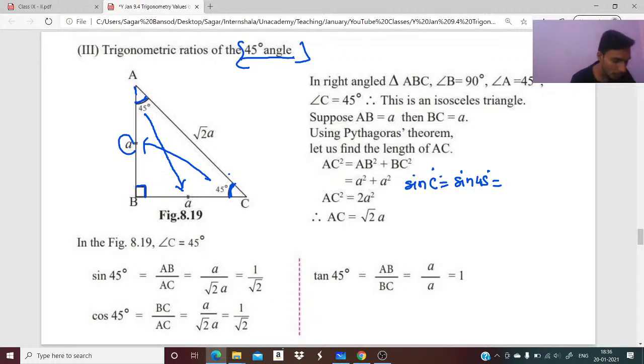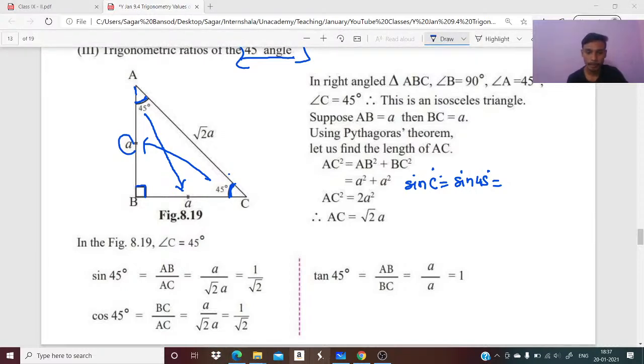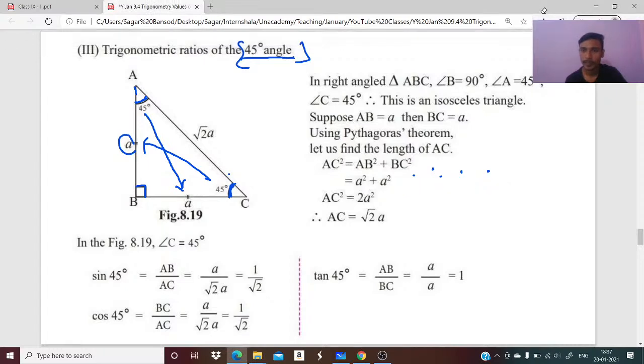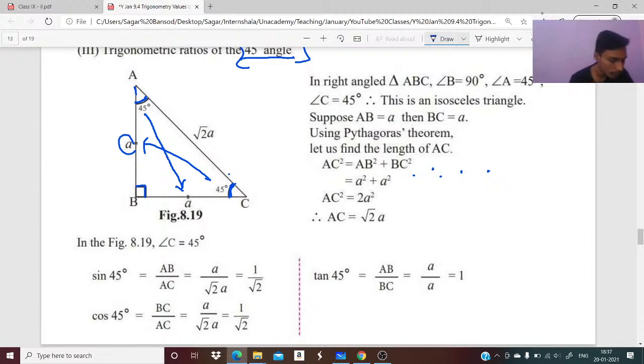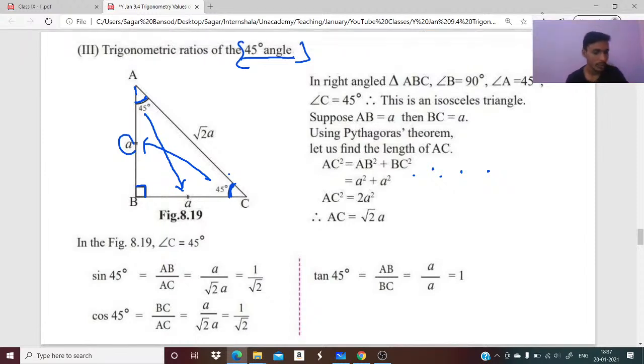Okay, from AB square. Okay, then fine, let me repeat. Okay, Tejas, don't worry, I'm repeating the things.